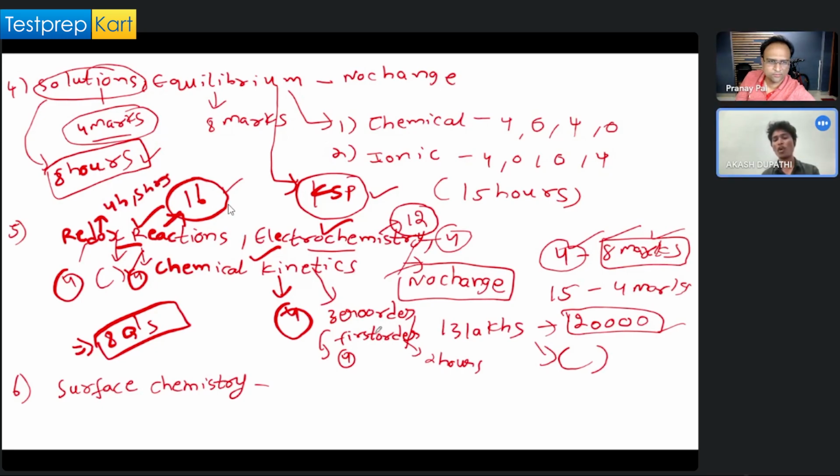So you can easily score 4 marks here in the zero order, first order, and second order. It is better to invest time in chemical kinetics rather than redox reactions. Correct, because redox reaction is time consuming. Right, यही एक important point है.